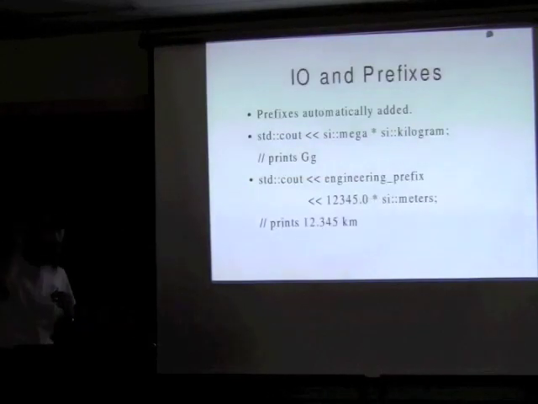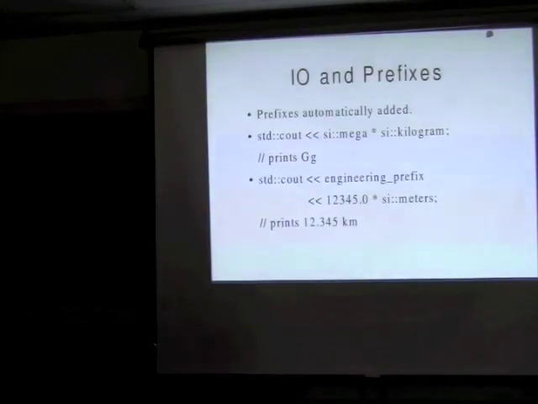Okay. So if we want to use prefixes, the library will automatically add them. So if you have mega and kilograms, it'll convert that to the prefix for giga. Gigagram. I mean, that's kind of an odd unit, but why not?